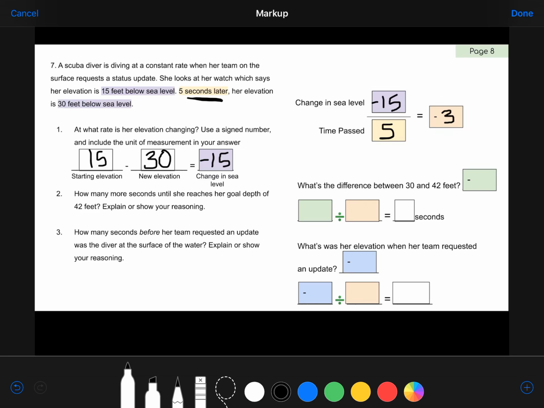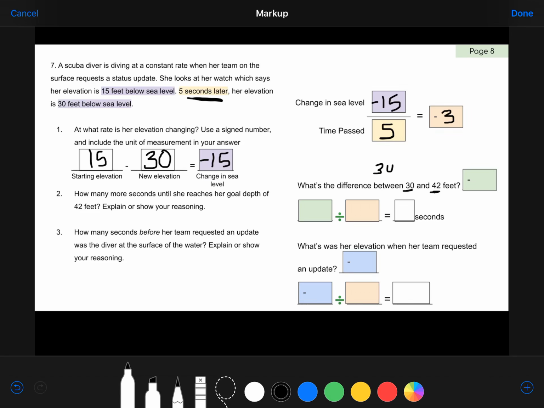2 says, how many more seconds until she reaches her goal depth of 42 feet? Explain or show your reasoning. Well, first we need to figure out what's the difference between 30 and 42 feet. We know right now she's already at 30 feet. How many more feet does she need to go to get to 42?